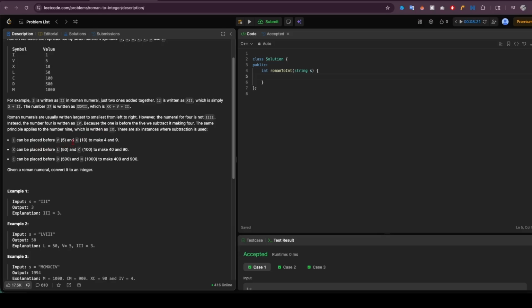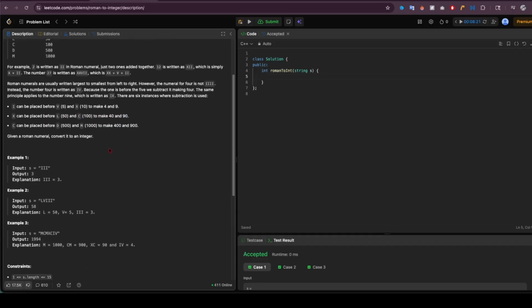The principle applies to nine and so on. For example, IV is 4 and IX is going to be equal to 9, and so on. XL is going to be equal to 40 and XC is going to be equal to 90.